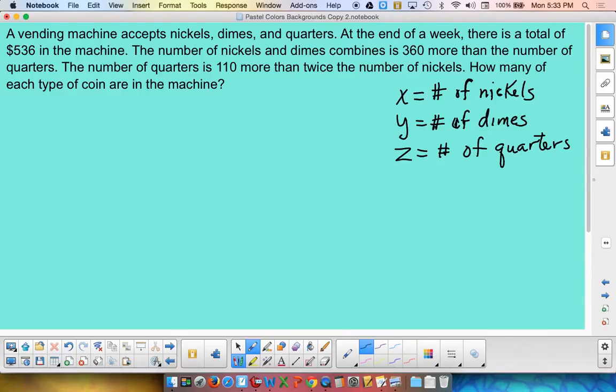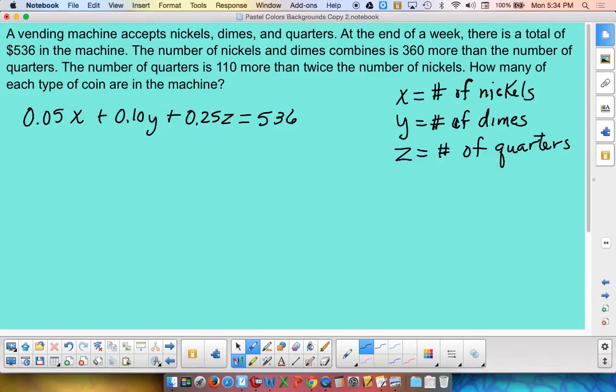Actually, I guess the second sentence. At the end of the week, there's a total of $536 in the machine. So how do you figure out where that $536 came from? If there are X nickels, say there's 10 nickels, how much money was that? 10 times 5 cents, that was 50 cents. So we would have to take the actual value of a nickel times the number of nickels, plus the actual value of a dime times the number of dimes, and the actual value of a quarter times the number of quarters. Okay, that takes care of the monetary value.